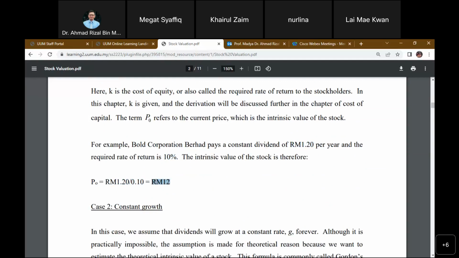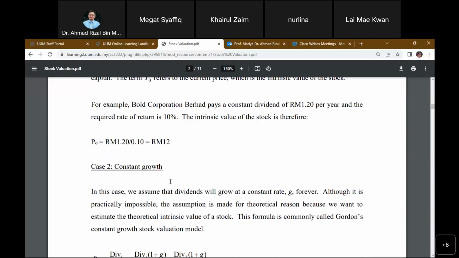If the stock is traded at $13 or $14 in the market, this investor with a rate of return of 10% knows that $13 or $14 is not worth a buy, because the intrinsic value to him is $12. But if in the market the stock is traded at $11 or $10, then it will be a good buy, meaning that it is undervalued and worth the money.